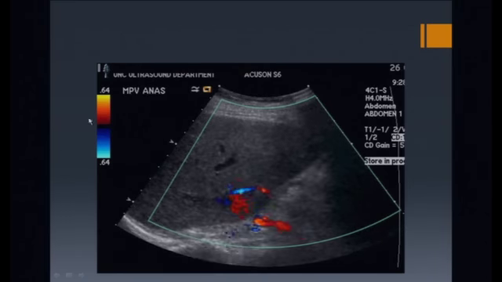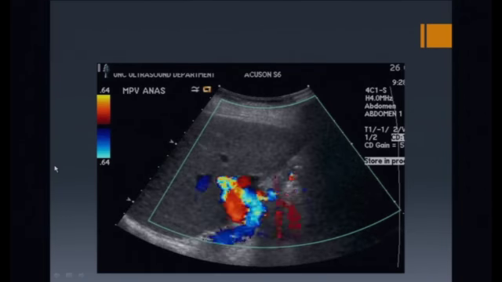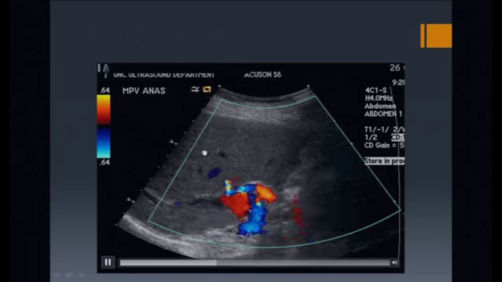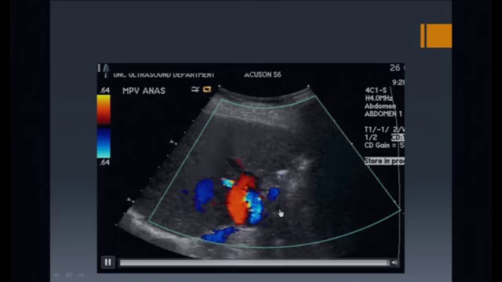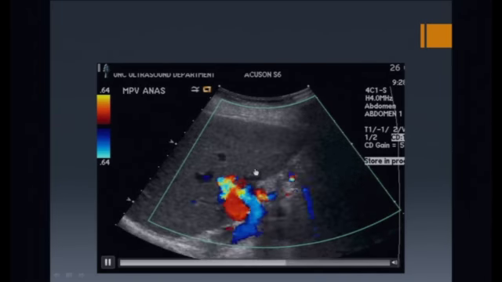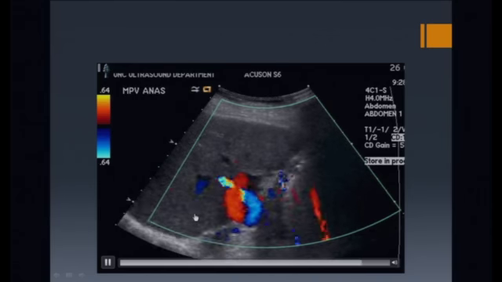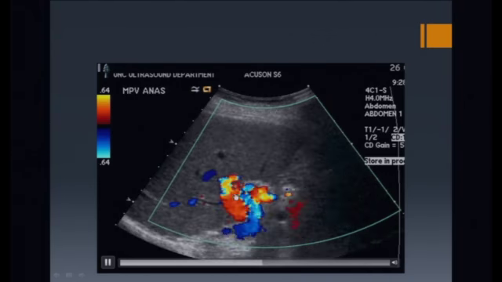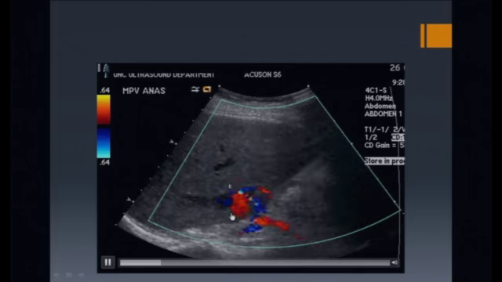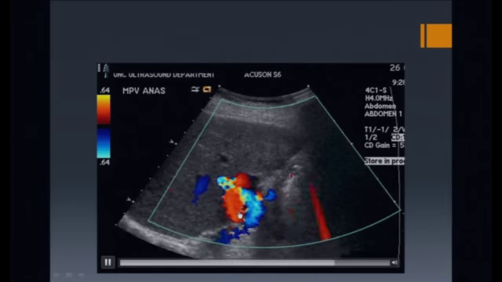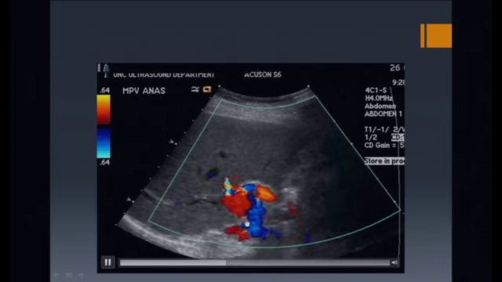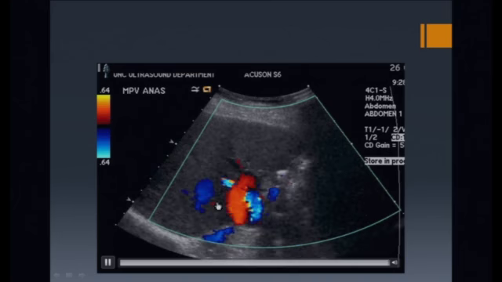Now this is a rather unusual but very serious complication. This is a color Doppler image of the liver hilum, and we see some rather abnormal color Doppler appearances here. We see 2 large vessels, one in red and one in blue.